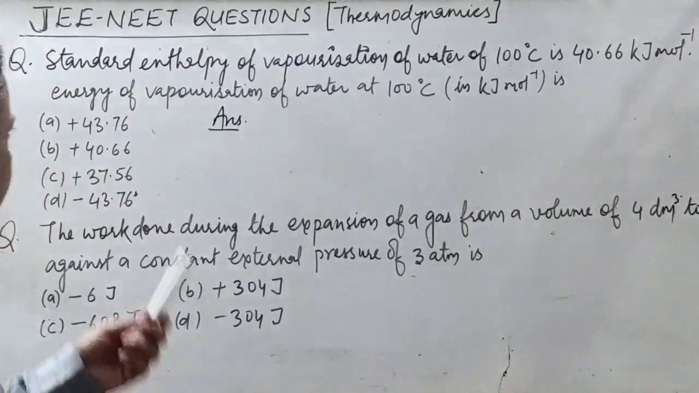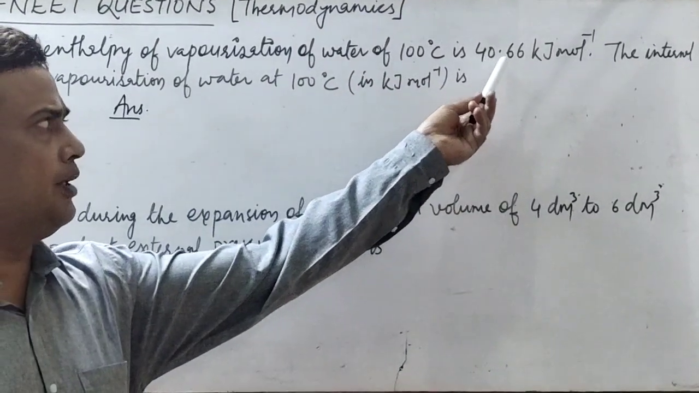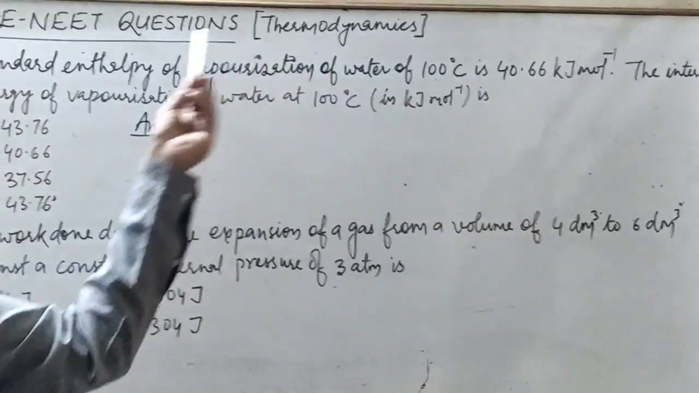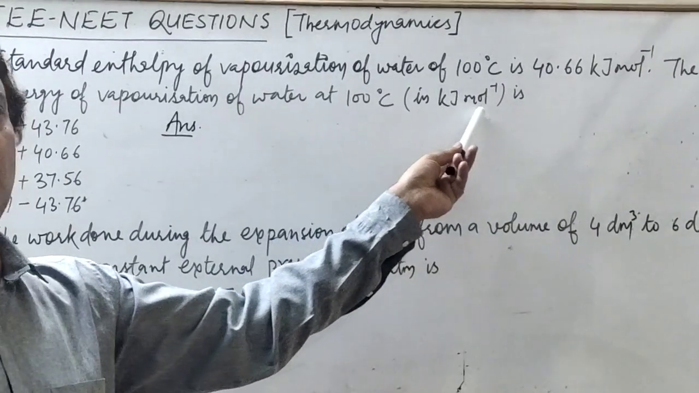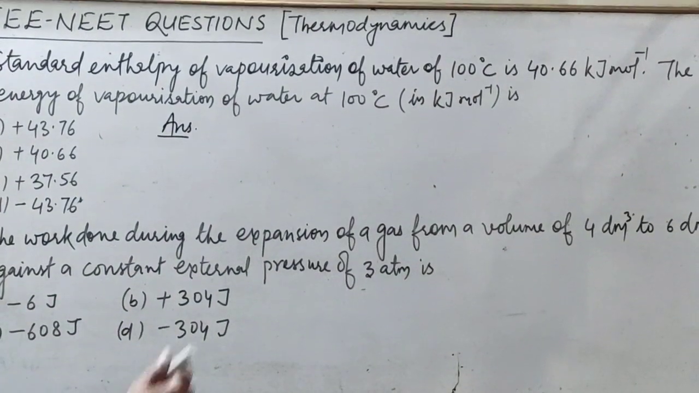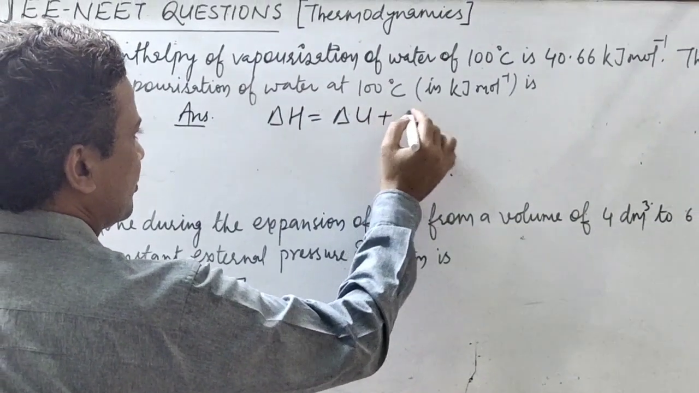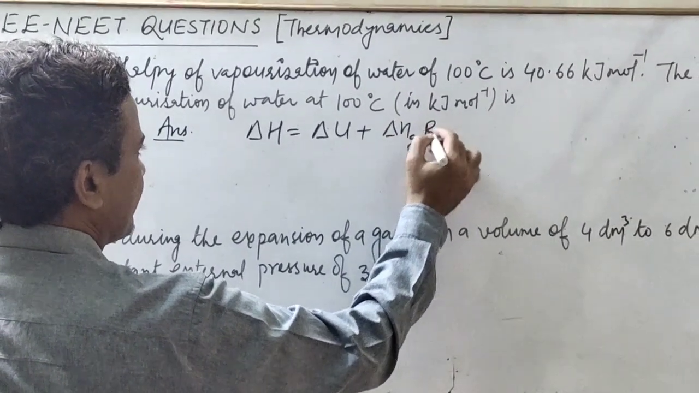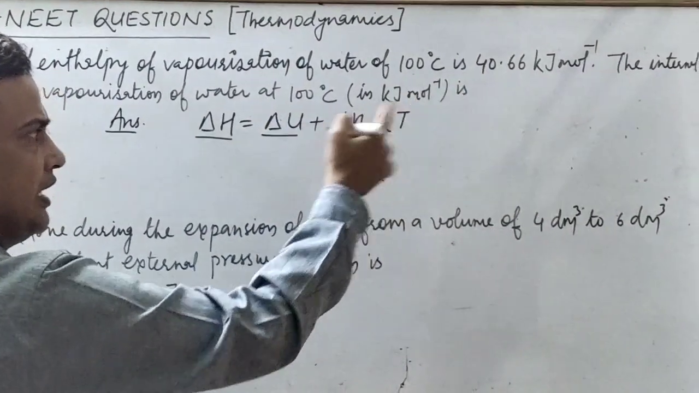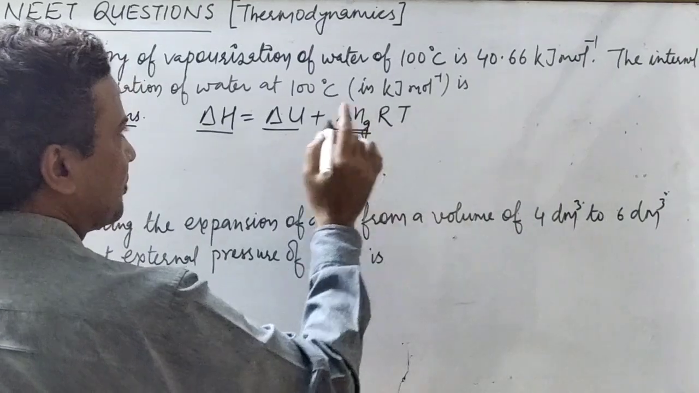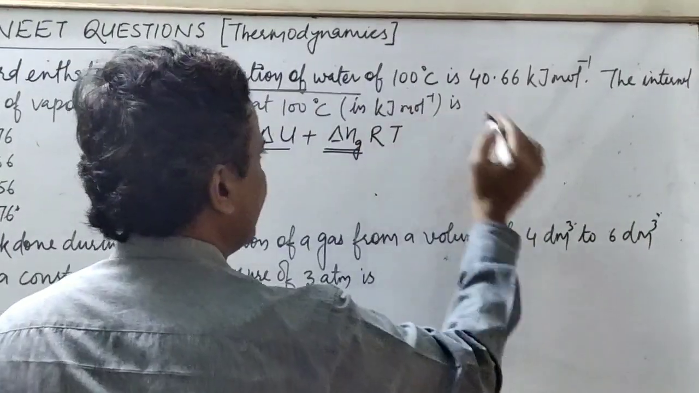Let's do the next question. Standard enthalpy of vaporization of water at 100 degrees Celsius is 40.66 kilojoule per mole. The internal energy of vaporization of water at 100 degrees Celsius in kilojoule per mole is? Now, to solve this question, you must know the formula: delta H is equal to delta U plus delta ng RT. Delta H is the change in enthalpy, that is given to you. Delta U is the change in internal energy, that we have to calculate. Delta ng comes from the reaction. You have to write the reaction of vaporization of water, for which delta H is given.